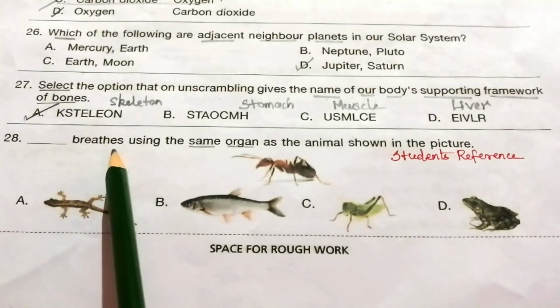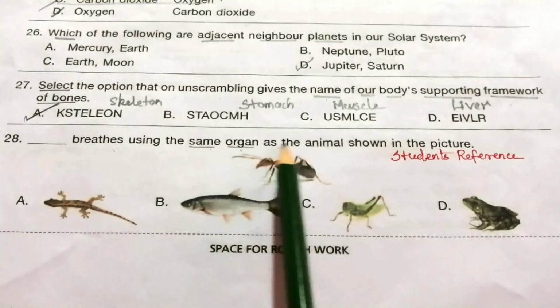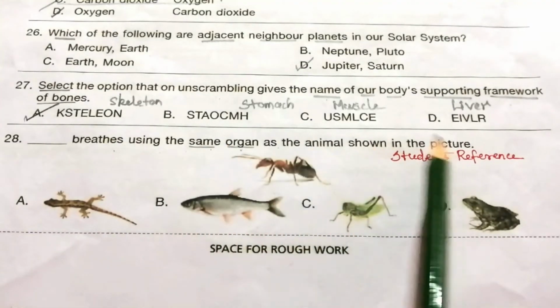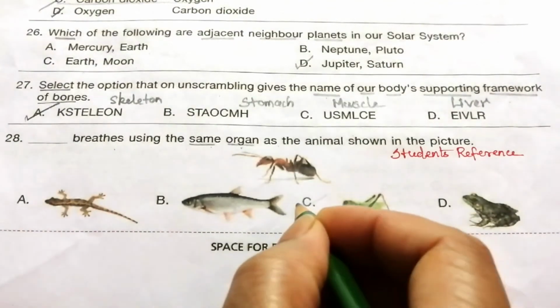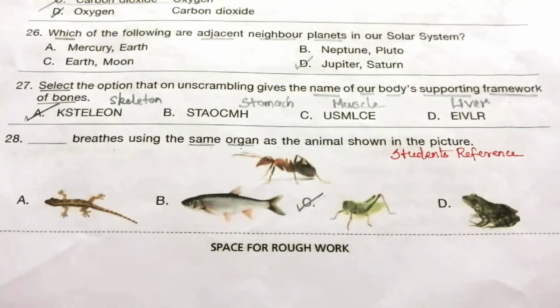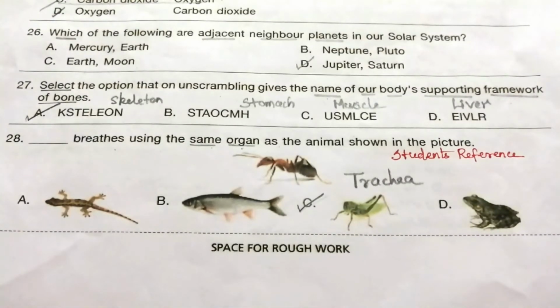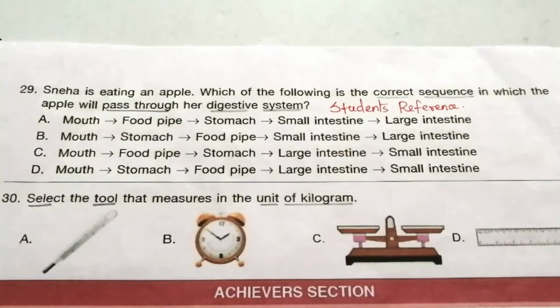28. Dash breathes using the same organ as the animal shown in the picture. This is ant. You look at the given 4 pictures carefully and try to find out the answer. The correct answer is C, grasshopper. Here, ant and grasshoppers are insects. They breathe with a network of tiny tubes called trachea. They don't have lungs to breathe.